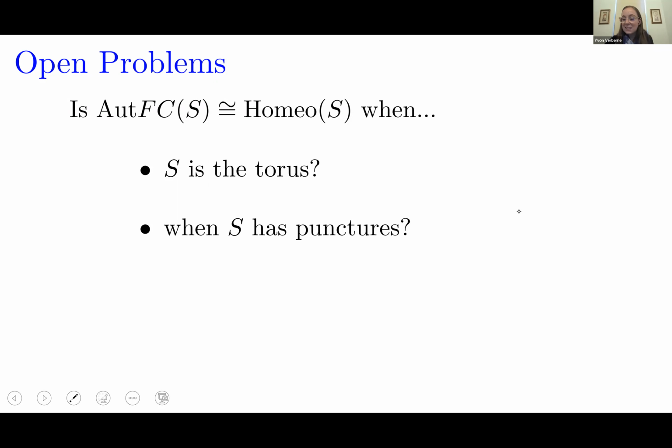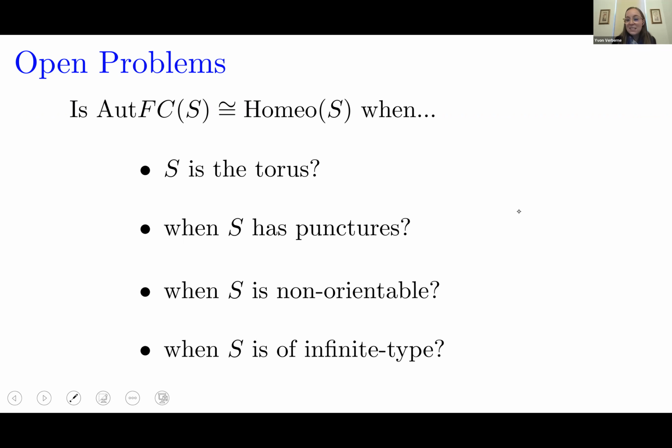Another question you can ask is, we only looked at closed surfaces of genus at least 2. What happens if we start to puncture the surfaces? Does the result still hold? What if we look at non-orientable surfaces? So all of our surfaces of genus g that we studied are surfaces that we know to be orientable. What if I add a crosscap to the surface? Am I still going to get that the automorphisms of the fine curve graph of this non-orientable surface is isomorphic to the group of homeomorphisms of a surface? And if so, I would be really interested to see what types of tools you have to use to get this to work in the non-orientable case.